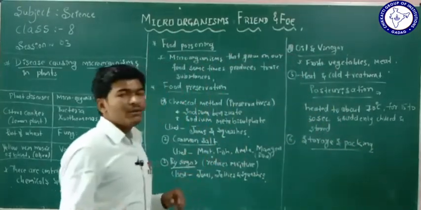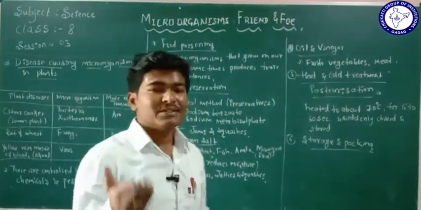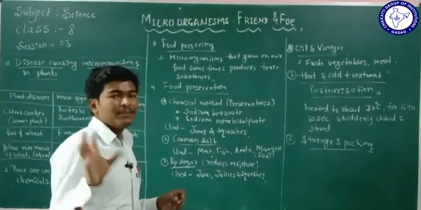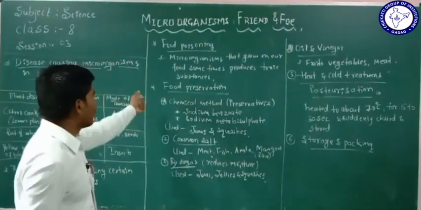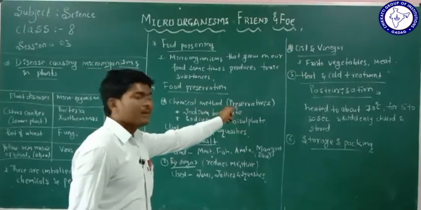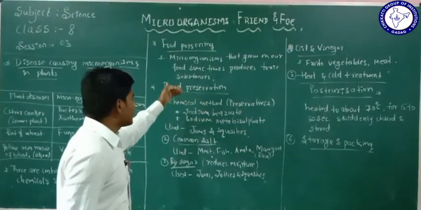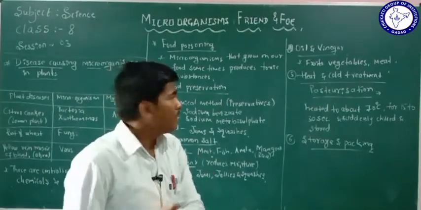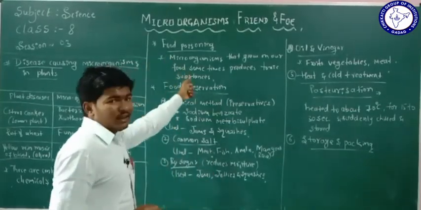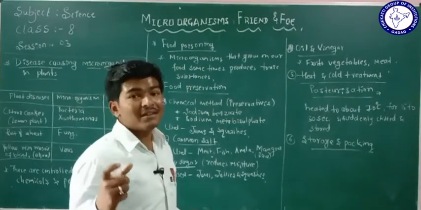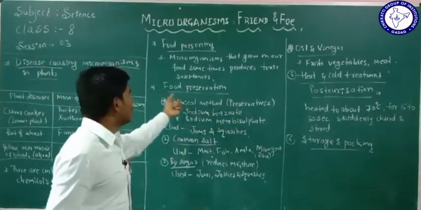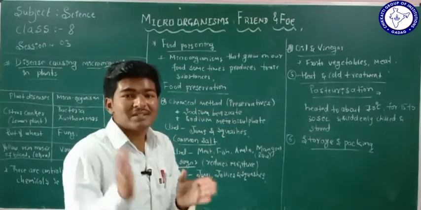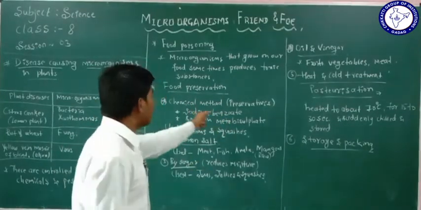So now we are going to see, step by step, about preservation, how we preserve food material from spoiling. Listen here. The first method is the chemical method. In the chemical method, the chemicals which we use to prevent the food from spoiling are called preservatives. Why? Because it is a food preservation method, isn't it? So chemicals which we use to preserve food are called food preservatives.